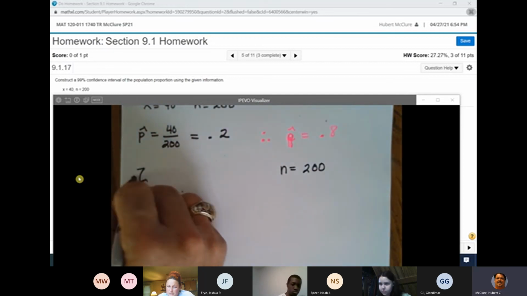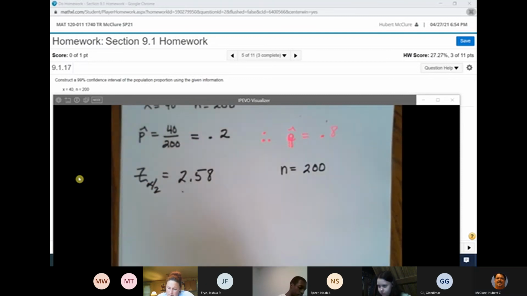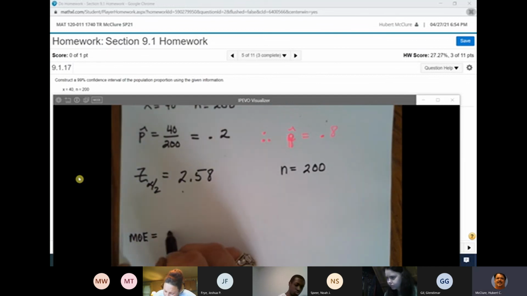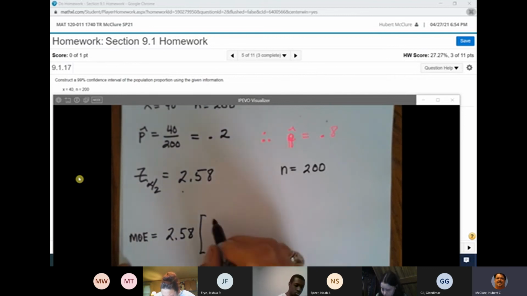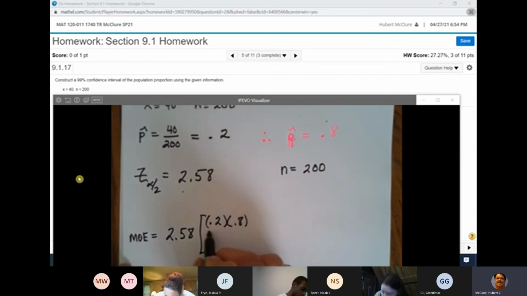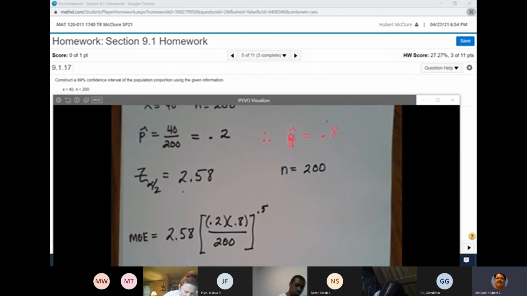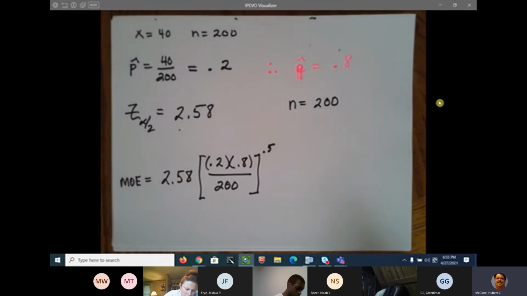And what do we say Z sub alpha over 2 is? 2.58? Yep. Okay. Margin of error is equal to 2.58 times the square root of 0.2 times 0.8 divided by 200. And I'm going to use 0.5 as the exponent, and you can use square root if you want to. And I just plugged and chugged.